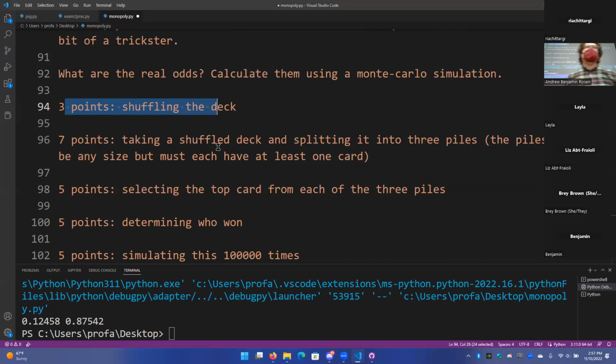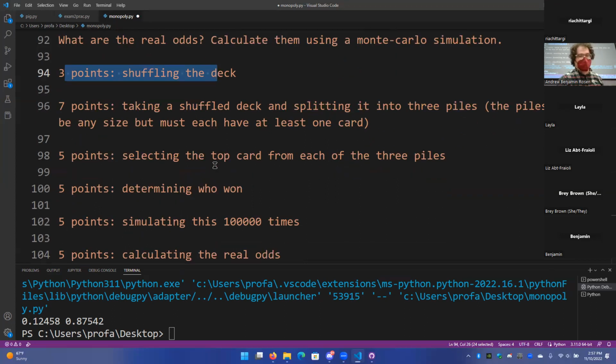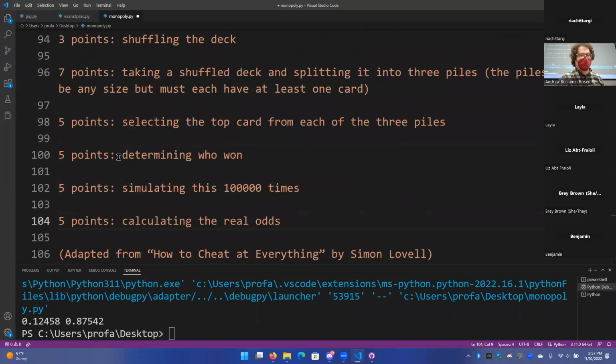So just like a lot of things in statistics, we can simplify it by saying we're just going to draw 3 cards, right? But we could also physically split it into 3 piles. Okay, 5 points is if we select the top card from each of the 3 piles, 5 points for determining who won, 5 points for simulating this 100,000 times, 5 points for calculating the real odds.